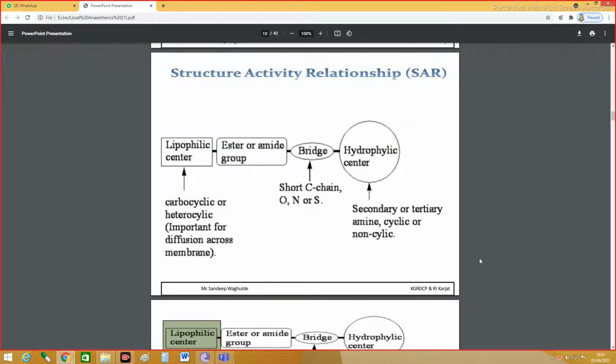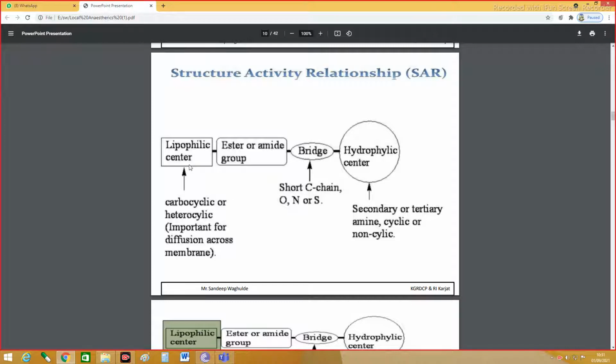Let us consider now the SAR points for these local anesthetics. As shown here, we have different parts of these local anesthetics, like a lipophilic center, then an ester or amide group, then we have a bridge, then we have a hydrophilic center. As we consider the SAR points, each and every center has its important action for the development of the drug molecule as a local anesthetic.